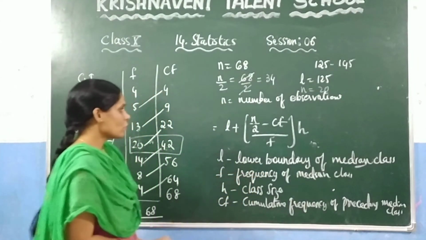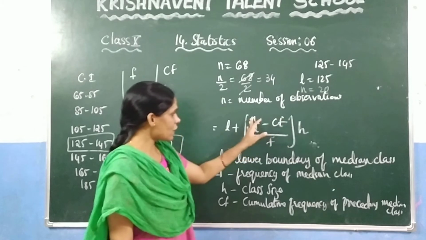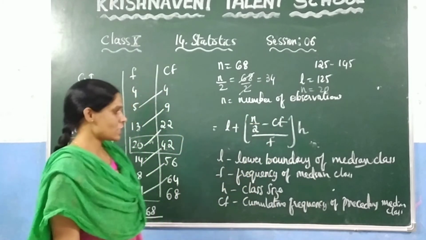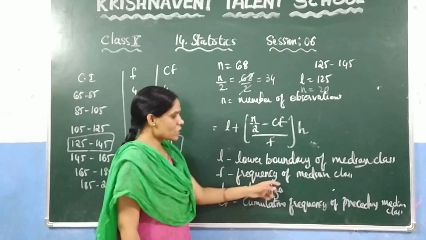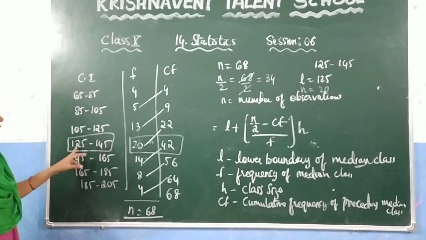Now you know we have done the L value, you know here the H value and the n value. Now we need to know about the frequency and the cumulative frequency. What is f here? Frequency of the median class. Now you know what is meant by the median class here in this case.